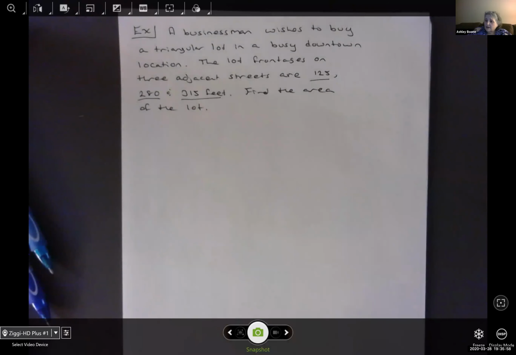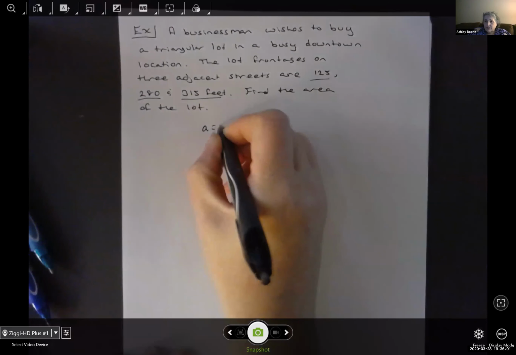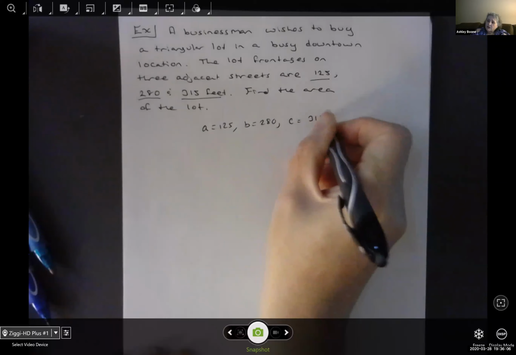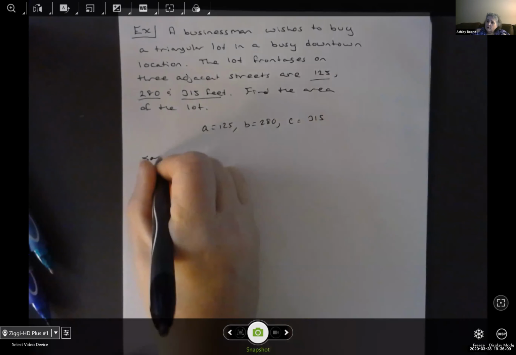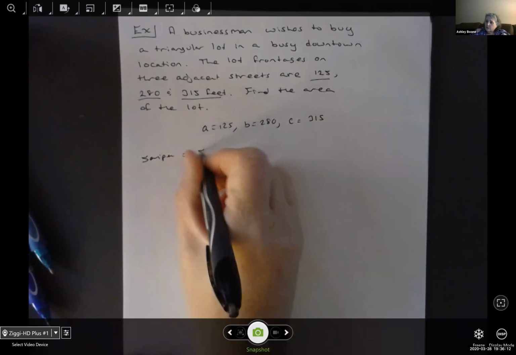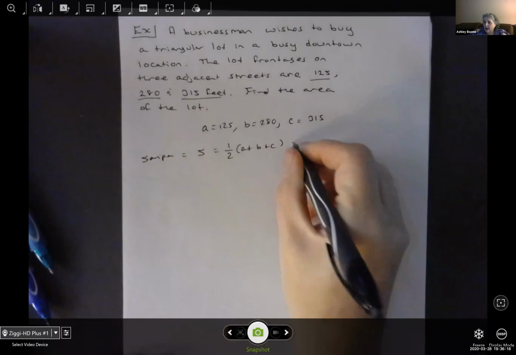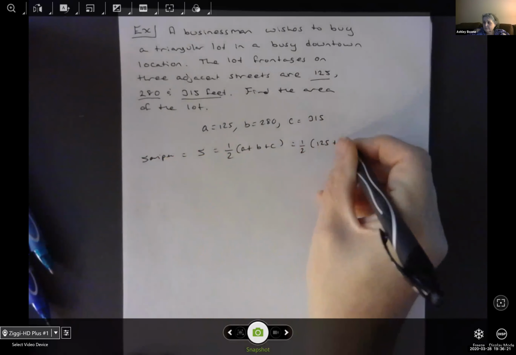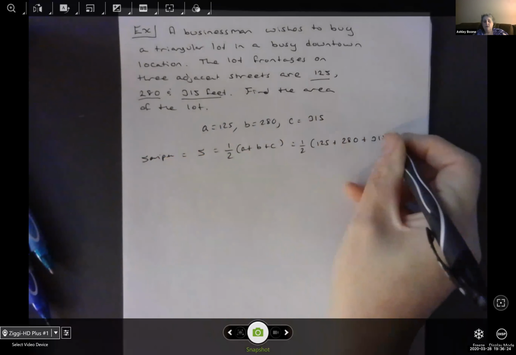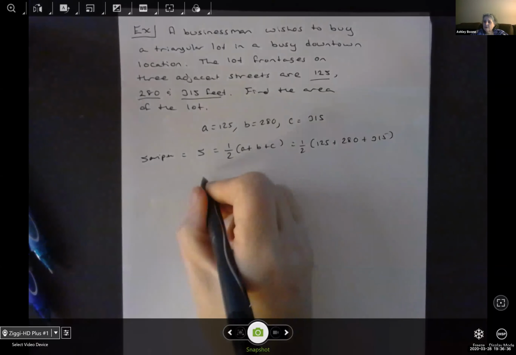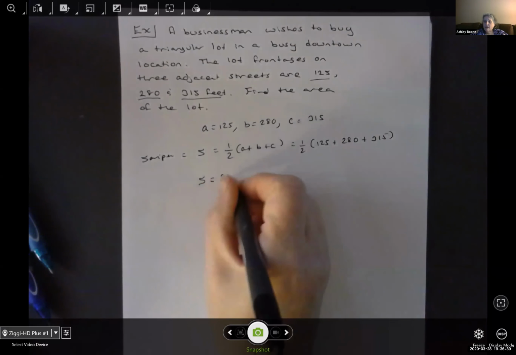We don't have a diagram, we don't know what's going on, and we don't have to. We know our 3 sides. So I'm going to let A be the 125 feet, B be the 280 feet, C be the 315 feet. To use this, I need the semi-perimeter, S, which is 1/2 of the perimeter. So that's 1/2 of the sum of these 3. If we take 125 plus 280 plus 315 and divide it by 2, our semi-perimeter is 360 feet.